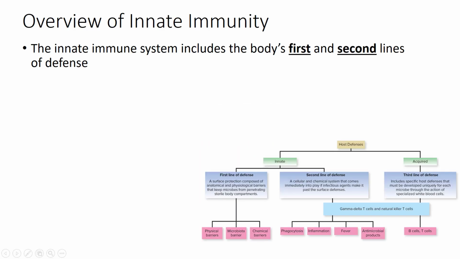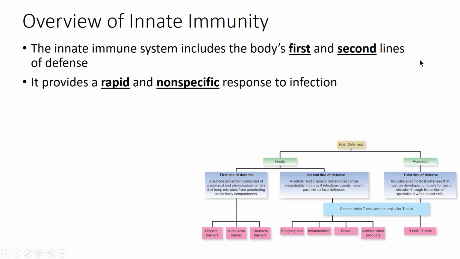So, the innate immunity, as I just said, includes both the first and second lines of quote-unquote defense. And what lies after that is the more long-term, slow-moving, acquired defense, as you can see on this chart here.